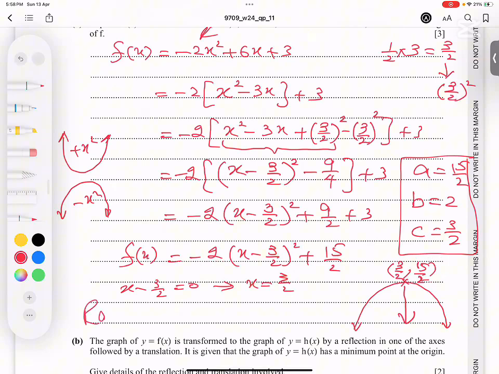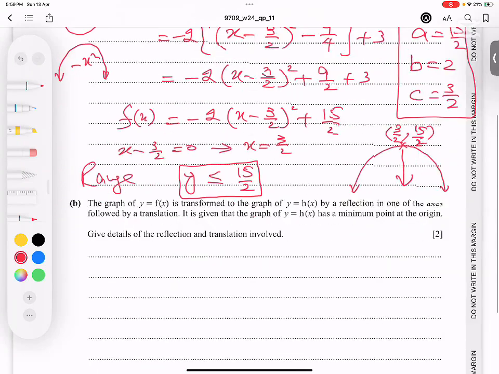And range I'm writing finally. So y is less than or equal to 15 by 2. This is my final answer. And I believe you got the idea. Let's talk about the next part.